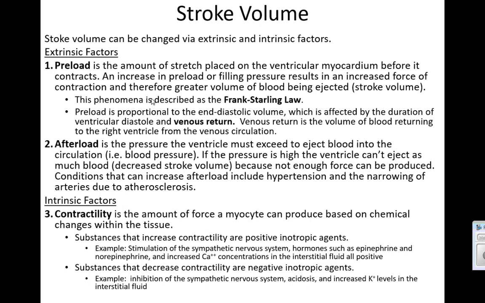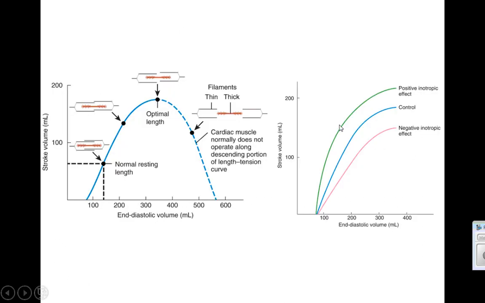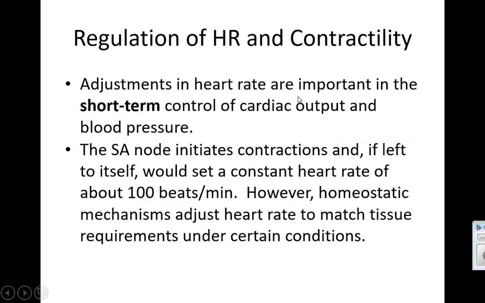Okay. Epinephrine, norepinephrine, we know those are hormones activated for release whenever the sympathetic nervous system is activated. Calcium is also a positive inotropic agent. And then negative inotropic agents decrease contractility, like inhibiting the sympathetic nervous system, acidosis, and increased potassium levels. And you can see, overall, those are going to decrease stroke volume, whereas positives will increase it.